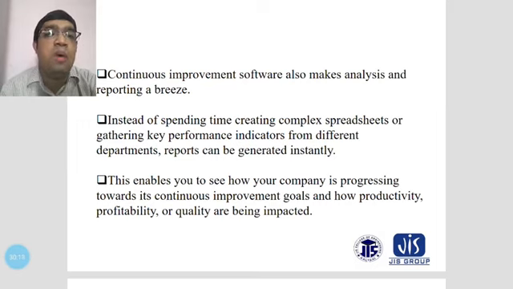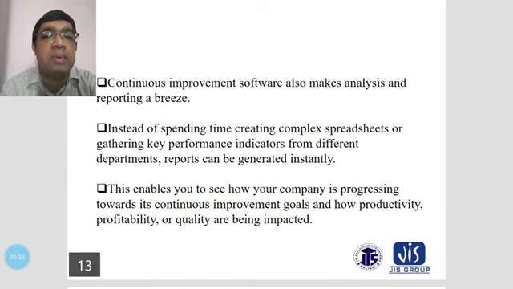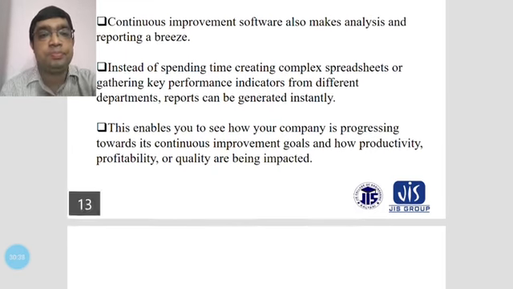The continuous improvement software also makes analysis and reporting a breeze. Instead of spending time creating complex spreadsheets or gathering key performance indicators from different departments, reports can be generated instantly. This enables you to see how your company is progressing towards its continuous improvement goals, and how productivity, profitability or quality are being impacted.